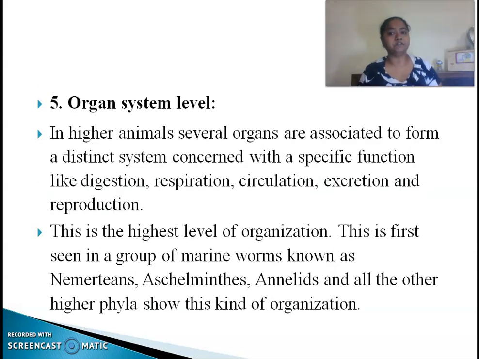The last and the fifth is organ system level organization, that happens in us human beings. In higher animals, several organs are associated to form a distinct system concerned with a specific function like digestion, respiration, circulation, excretion and reproduction. This is the highest level of organization. This is first seen in the group of marine worms known as Nemertines, and Aschelminthes, Annelida and all other higher phyla show this kind of organization.